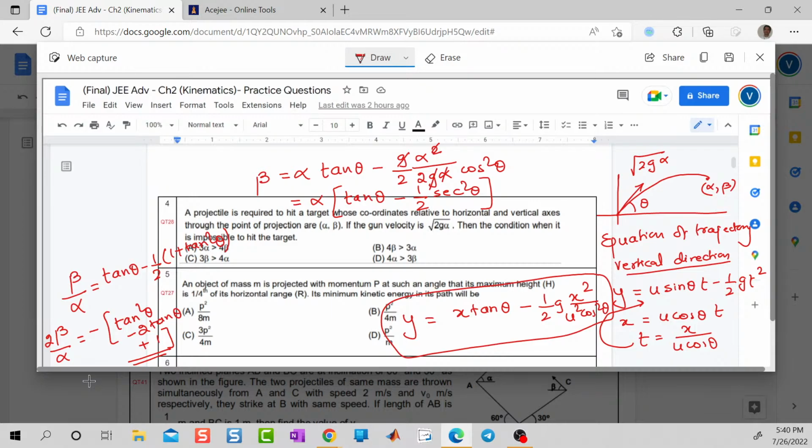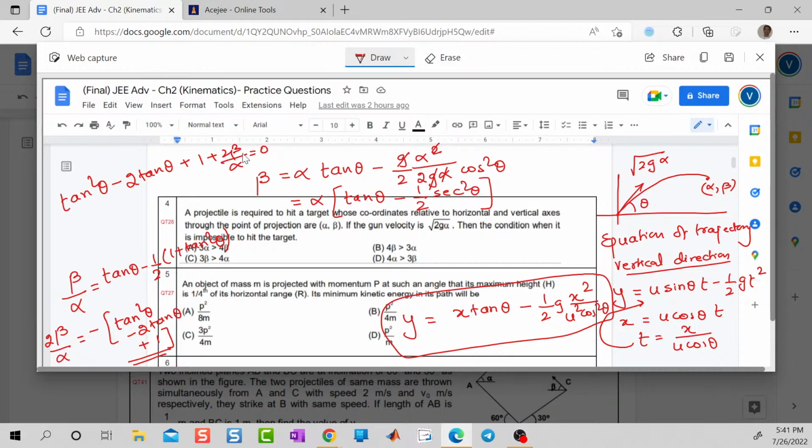In fact, let me bring this over. So let's do it this way. I'm going to bring this to the left hand side. So what do we get? Tangent square theta minus 2 tan theta plus 1 plus 2 beta by alpha is equal to 0.